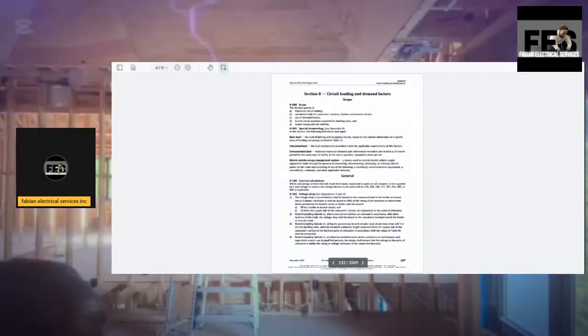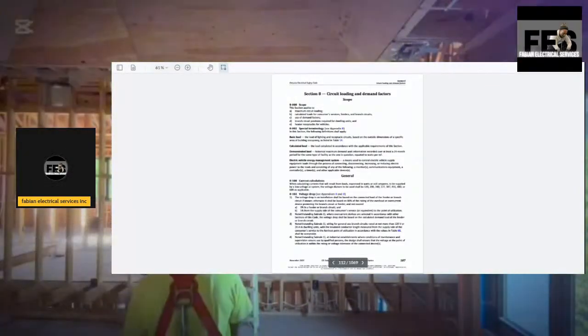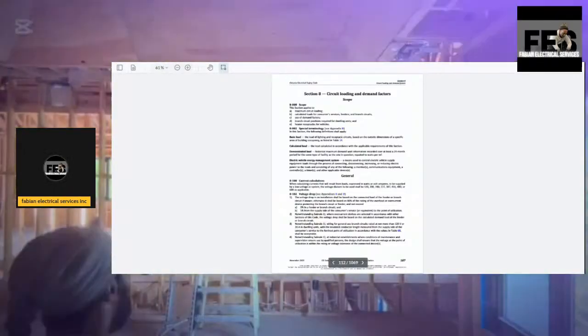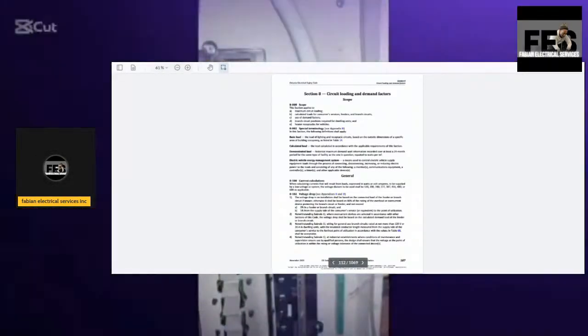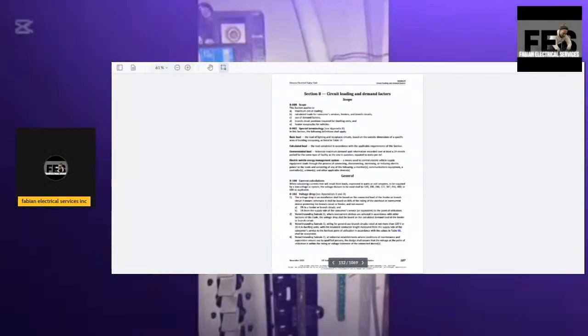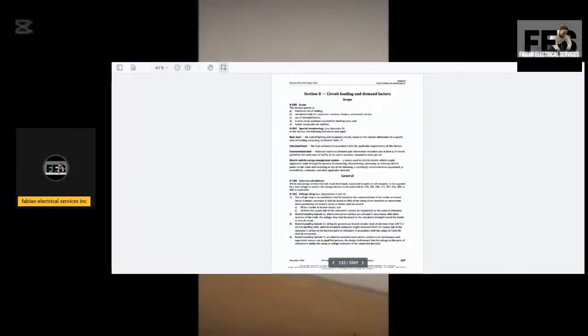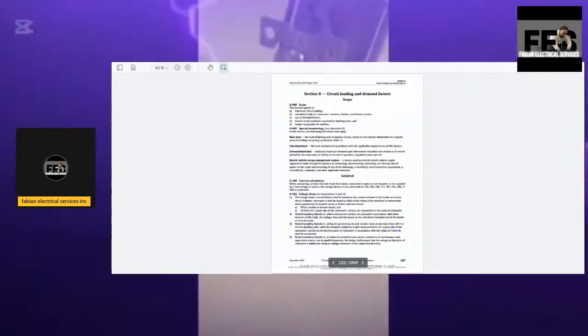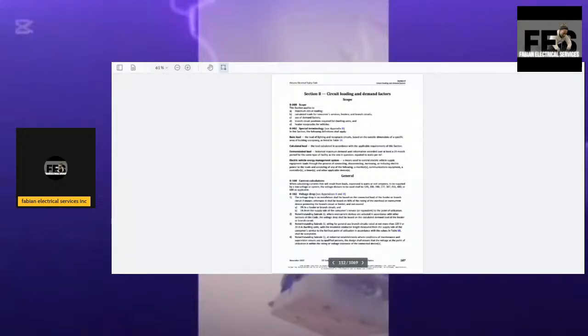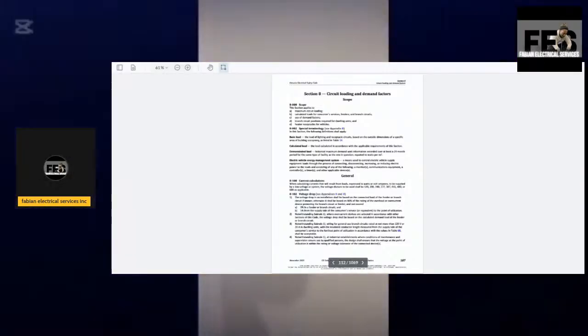Calculated load: the load calculated in accordance with the applicable requirements of this section. Also, it goes on to say demonstrated load: historically maximum demand watts information recorded over at least a 24 month period for the same type of facility as the one in question, equated to watts per square meter.